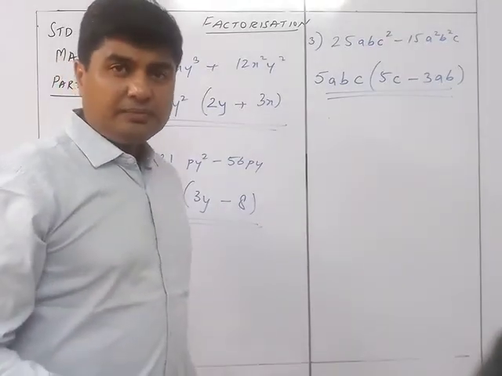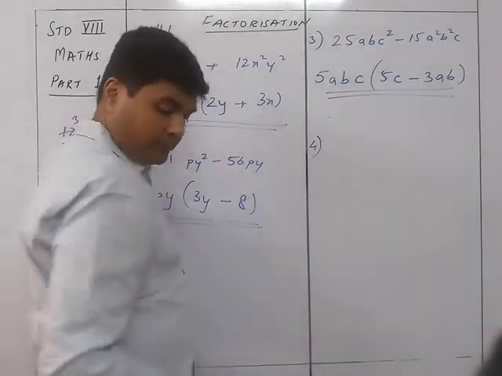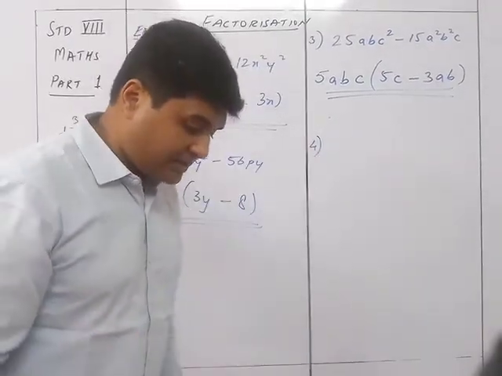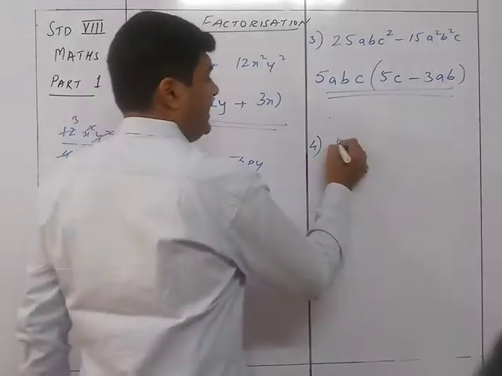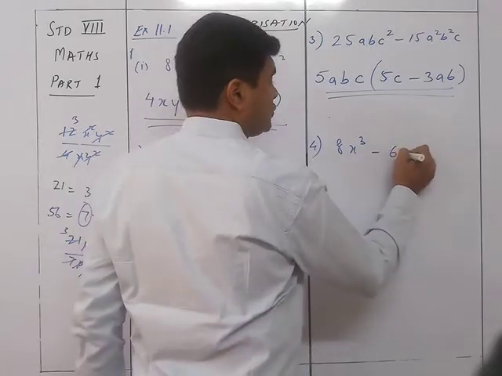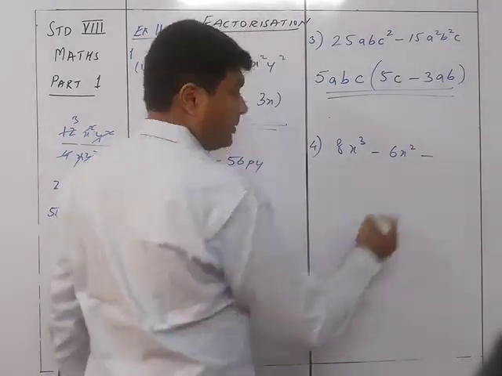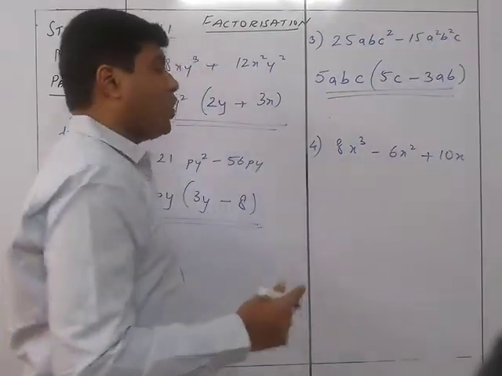Is it clear? You move on to the fourth one. You need practice, that's it. Otherwise, the sums are easy, but you need practice. It is 8x cube minus 6x square plus 10x. So I have to find out which is common in all three of them.